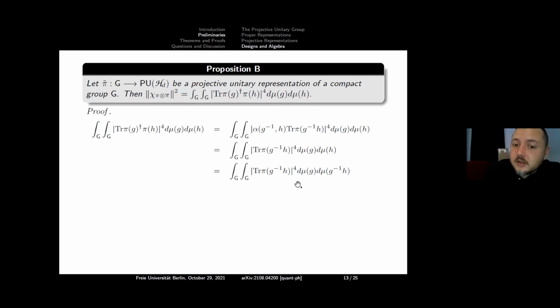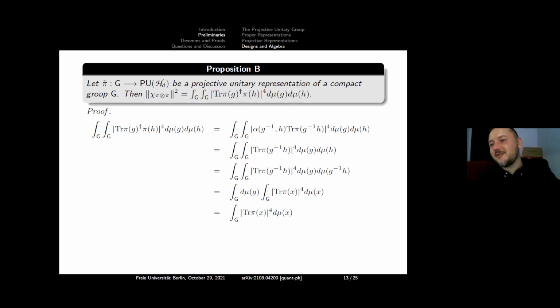So I want to do this integral. I'm going to use invariance of the Haar measure, and I'll put a G inverse here. Now, 2 things next: Fubini's theorem and change of variables. So I change variables and use Fubini's theorem to split the integrals. Well, the Haar measure is normalized, so we're just left with that one. We're just left with that one, and the rest is just okay.